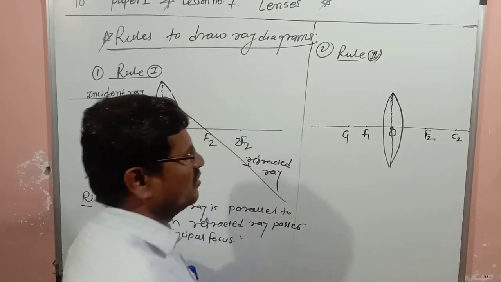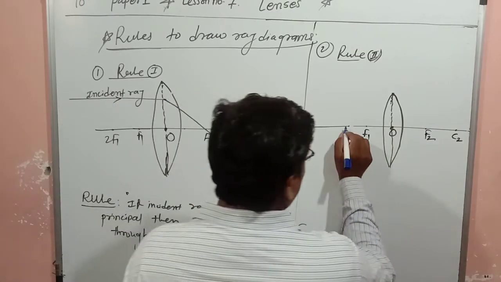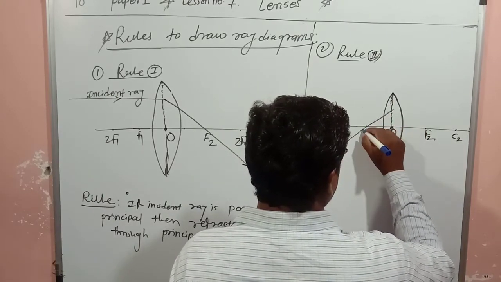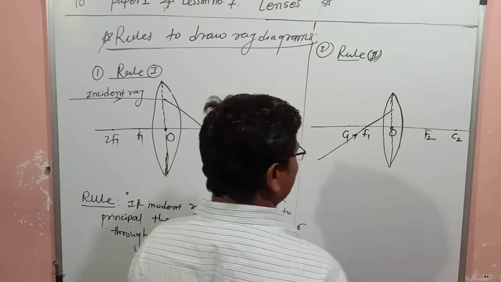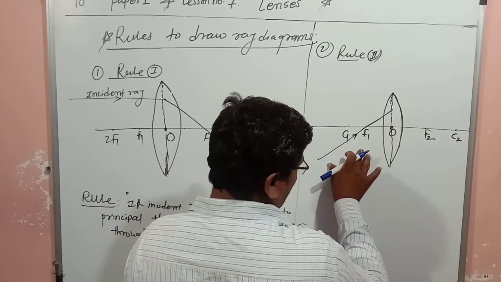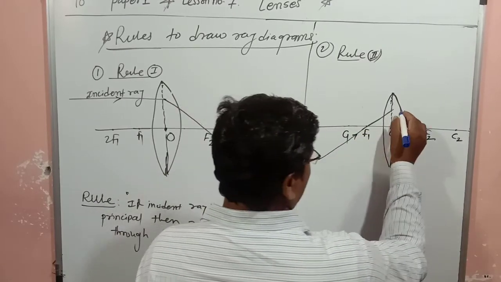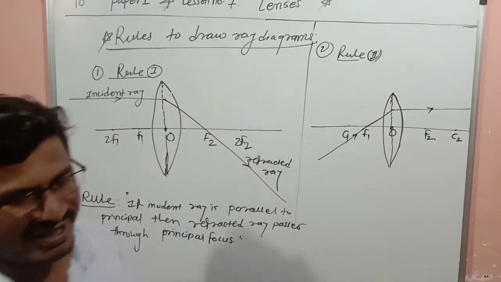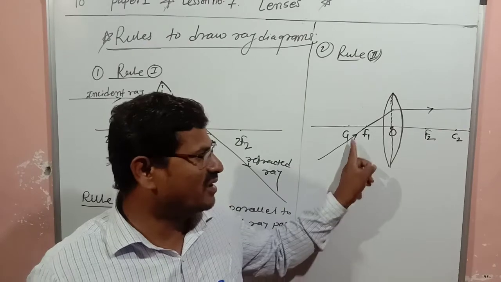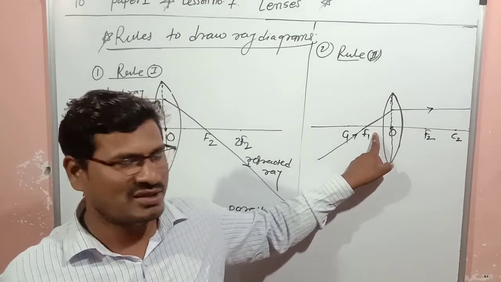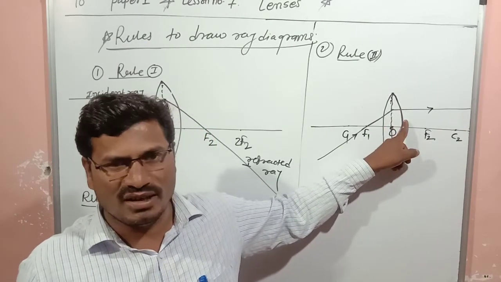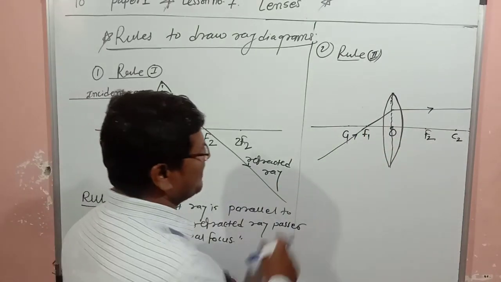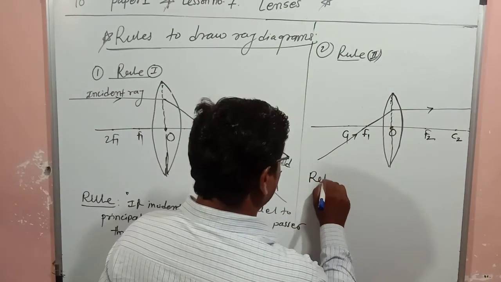Now the second rule: if the incident light ray is passing through the principal focus, then the refracted light ray goes parallel to the principal axis. If the incident light ray is passing through the principal focus, then the refracted light ray goes parallel to the principal axis. So we will write the rule here.